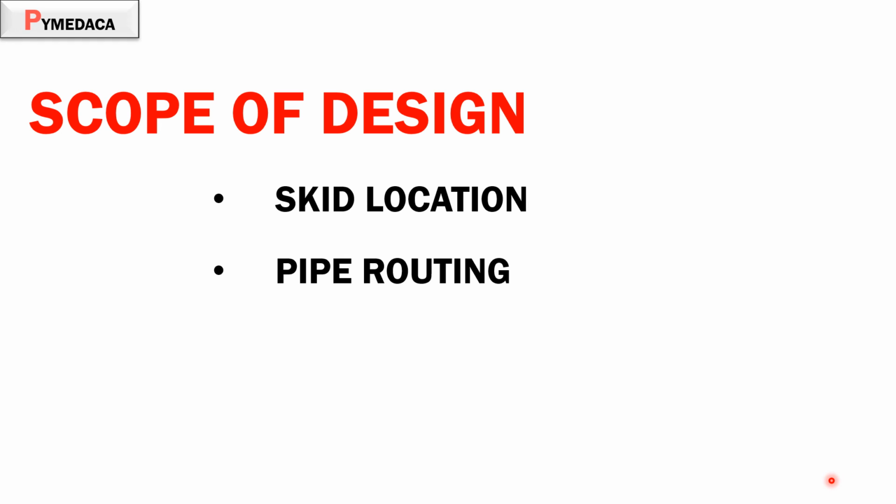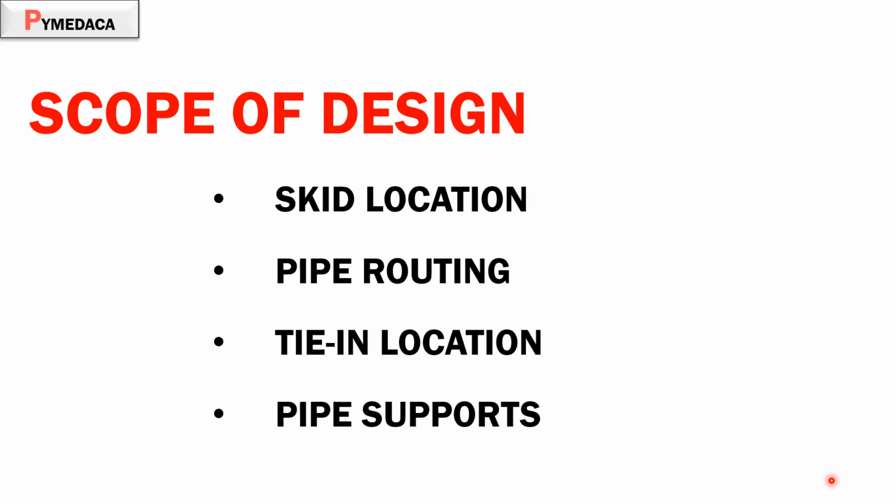With this, I'm going to conclude what we have discussed and studied in this piping project. The scope of the design was to finalize the skid location that we studied in part 1, pipe routing in part 2, and tie-in location and pipe support location which we have covered in this video. I hope this piping project will help you understand how the actual design is performed in the actual job. With this, let me tell you that we have completed the project.